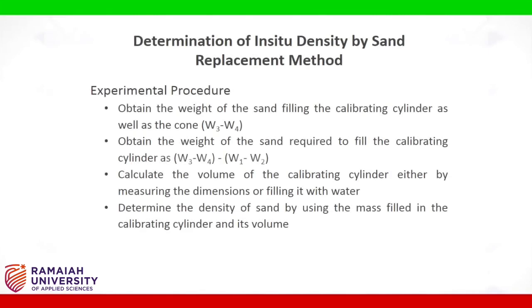Obtain the weight of the sand filling the calibrating cylinder as well as the cone, W3 minus W4. Obtain the weight of the sand required to fill the calibrating cylinder as W3 minus W4 minus (W1 minus W2). Calculate the volume of the calibrating cylinder either by measuring the dimensions or filling it with water. Determine the density of sand by using the mass filled in the calibrating cylinder and its volume.